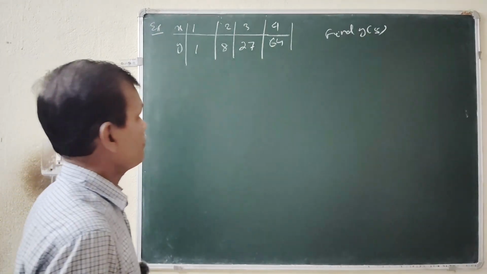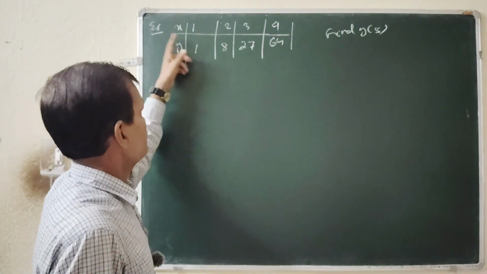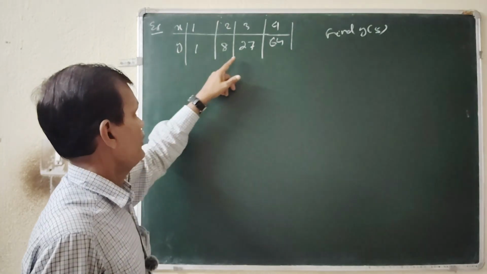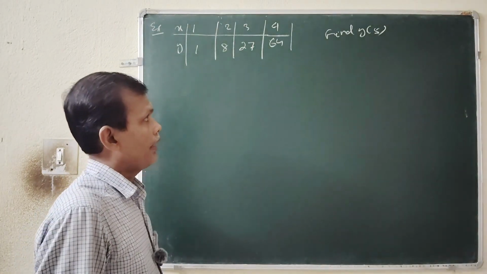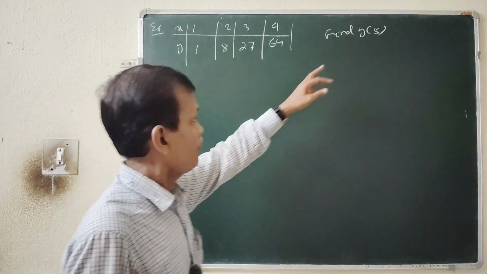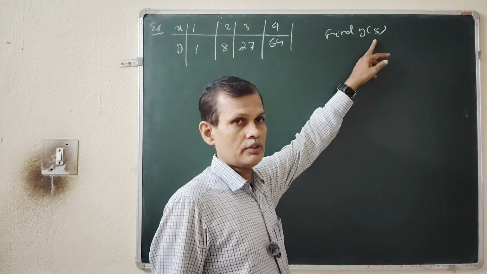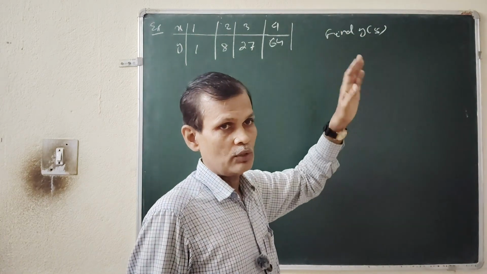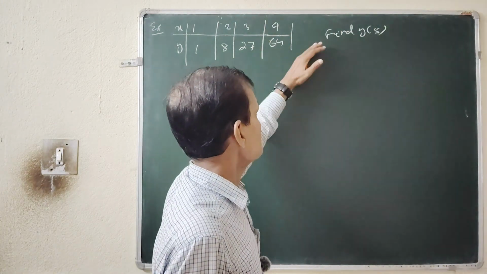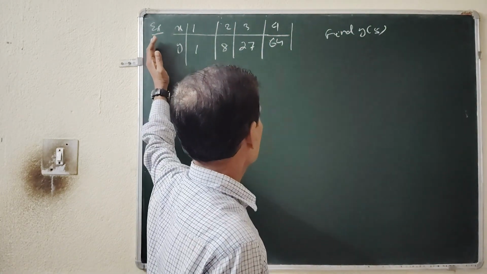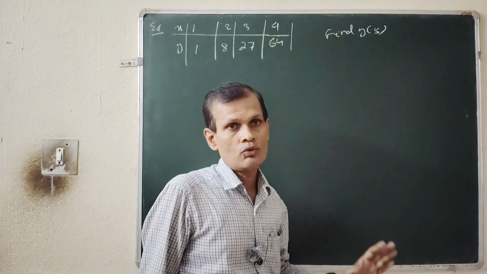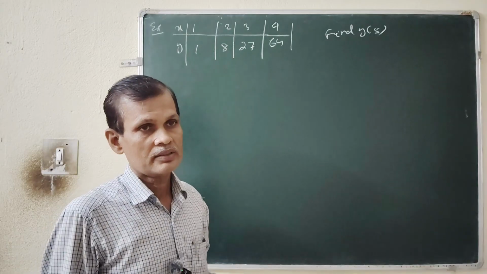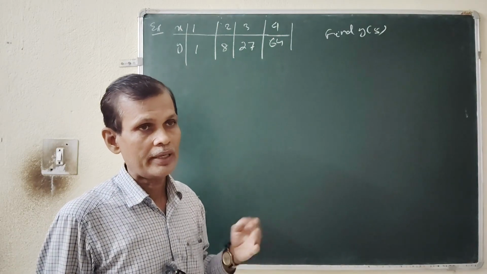Now we will discuss another problem. This is the set of data. X is 1, 2, 3, 4 and the corresponding y values are 1, 8, 27 and 64. We have to find the value of y at x equal to 5. You see, x equal to 5 is not within the data, it is outside the data. So you have to observe whether it is towards the last or towards the first. As the point is outside the data, we call this an extrapolation problem, but the technique is the same as interpolation, just the name is changed.